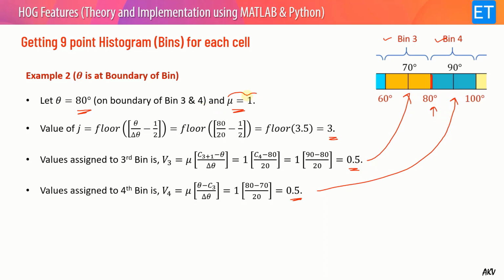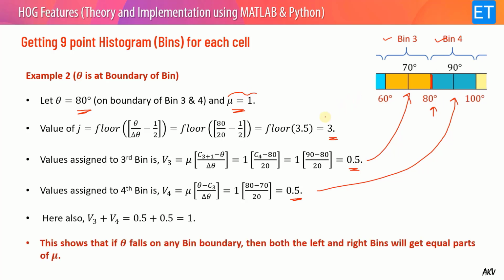It means if your angle lies exactly on the boundary of two bins, then the magnitude will be broken into two equal parts and assigned to the corresponding bins on the left and right side. So from this you can conclude that if your theta falls on the bin boundary, then both the left and right bins will get equal parts of the magnitude mu.